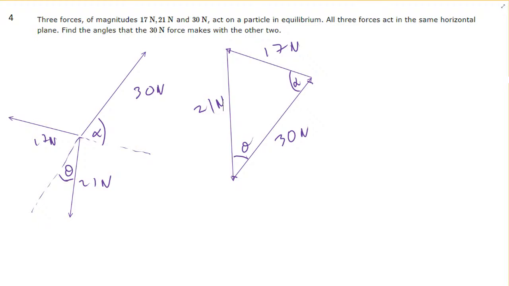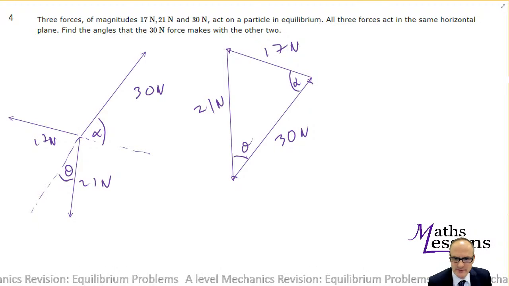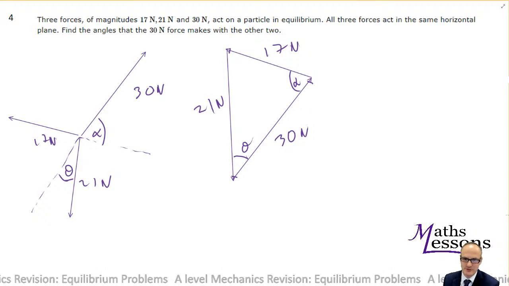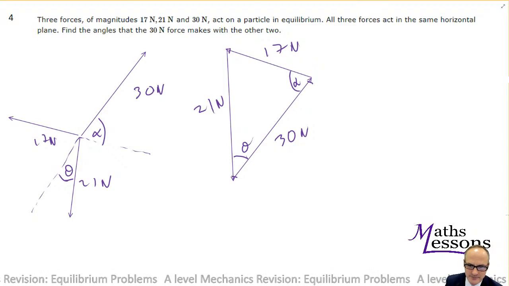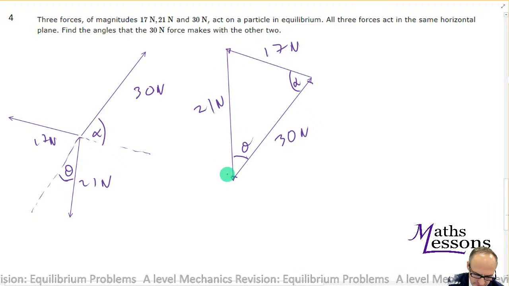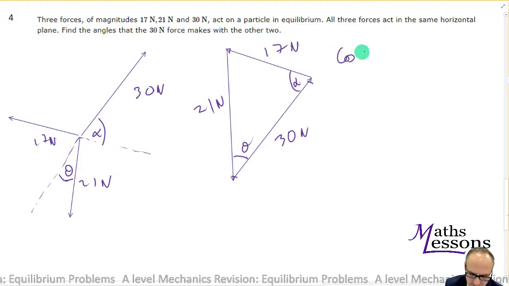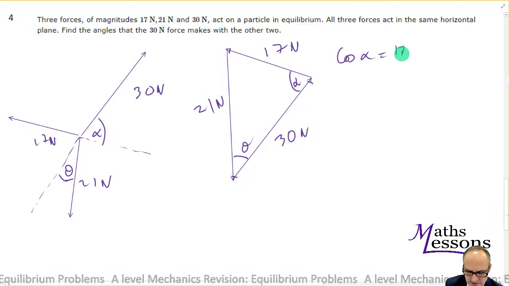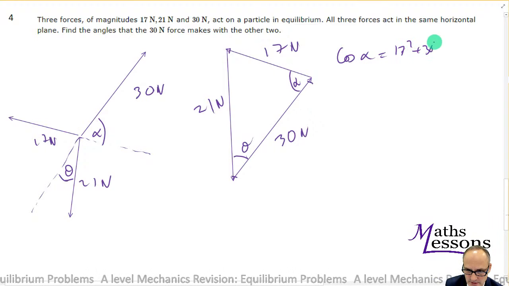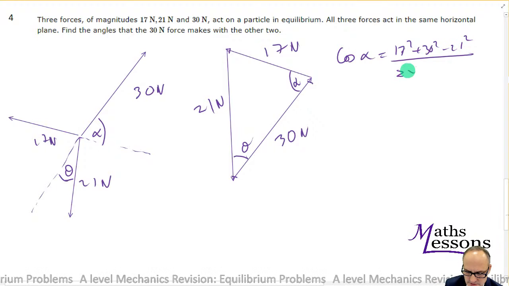Right, I'm going to stop there because it's a case of if you see it, it's going to be quite straightforward, and if you don't see it, it's not so straightforward, judging by my class here. So I'm going to find alpha first. You've got three sides of a triangle, so we're going to use the cosine rule. We know that cos alpha will equal 17 squared plus 30 squared minus 21 squared, all over 2 times 17 times 30.